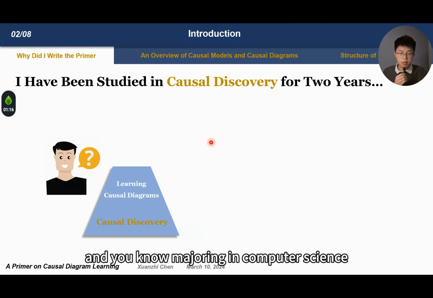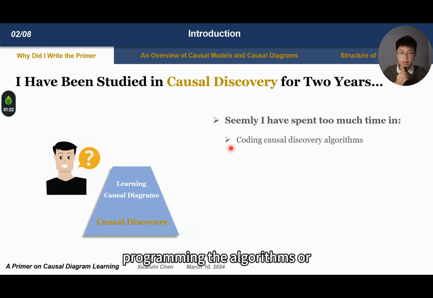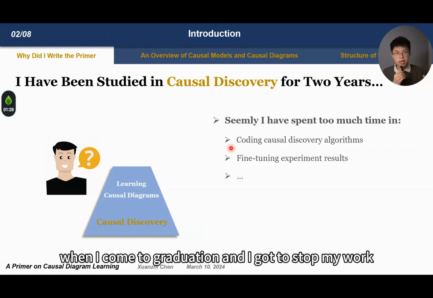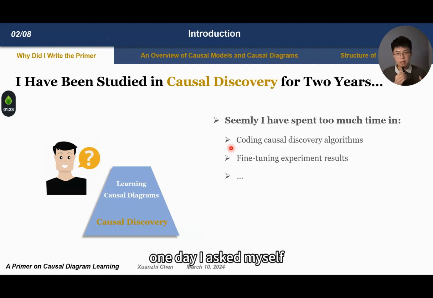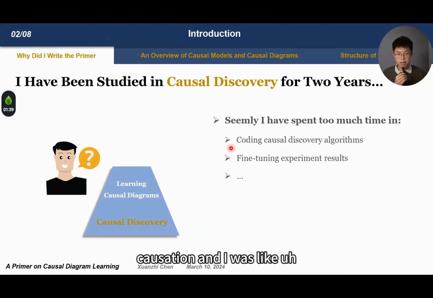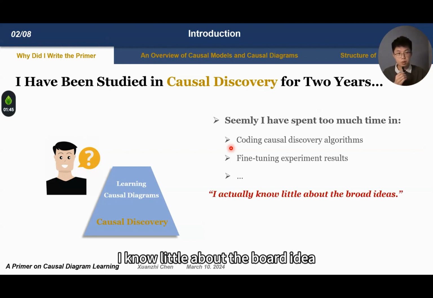And in computer science, I spent way too much time programming the algorithms or finding the experimental results and so forth. But when I came to graduation and got to start my work, one day I asked myself, did you really know the very motivations and big pictures about causation? And I was quite ashamed. I've got to admit that I actually know little about the broad idea.